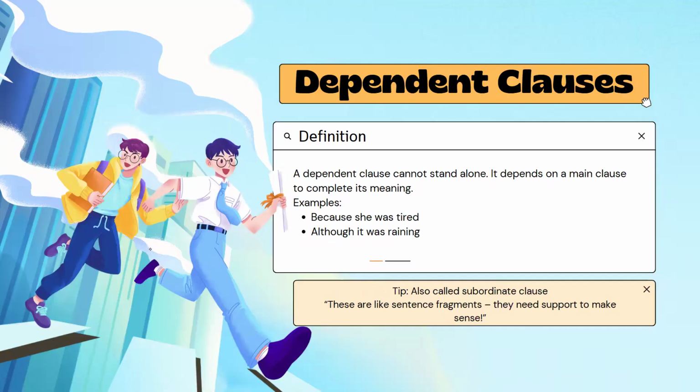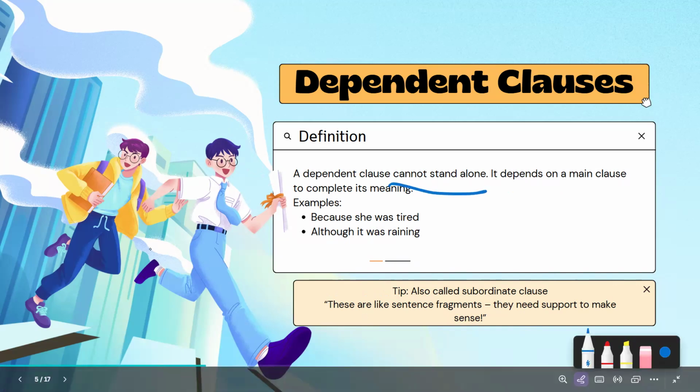Now let's focus on the dependent clause, which is quite the opposite of independent. A dependent clause also has a subject and a verb, but here's the catch. It cannot stand alone. It depends on the main clause to complete its meaning.